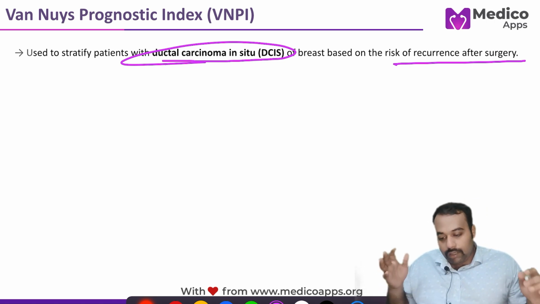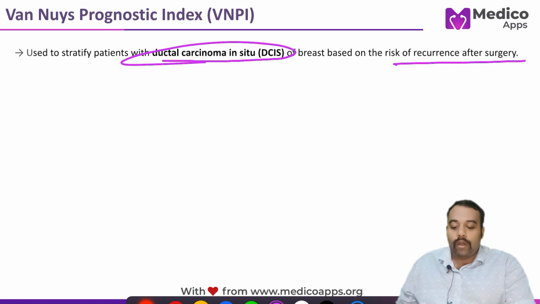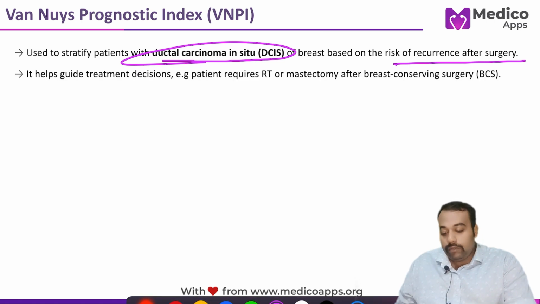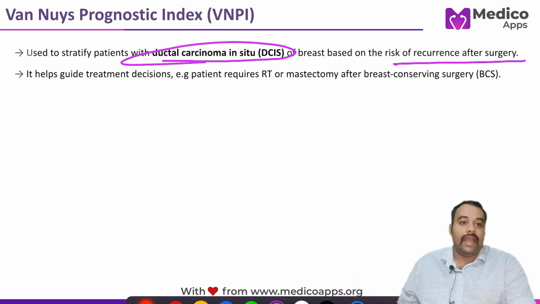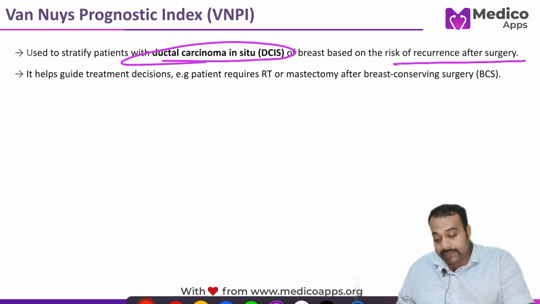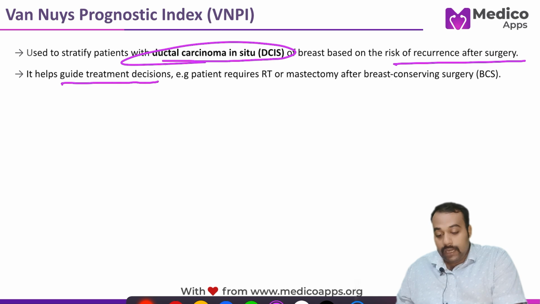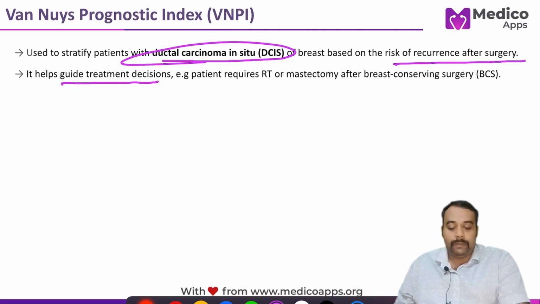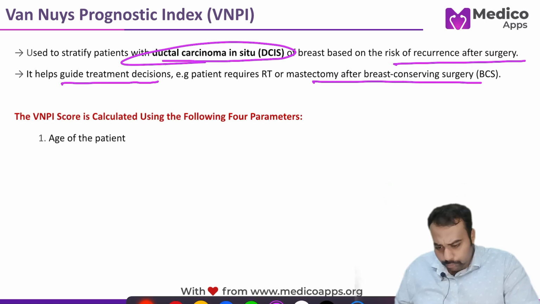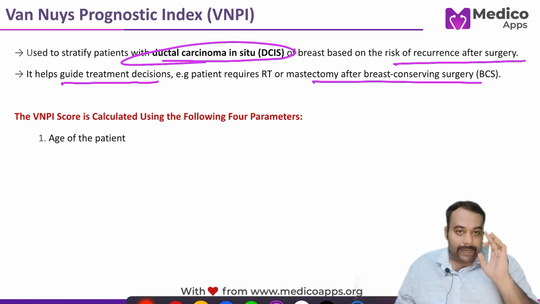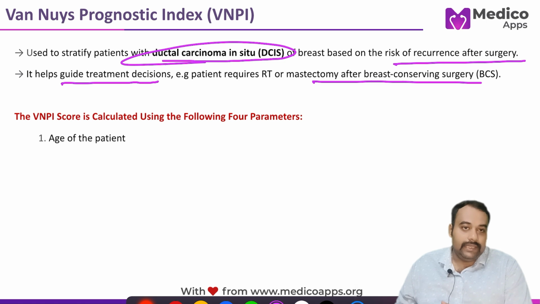So this is the Van Nuys prognostic index for you. As I have mentioned, it basically helps us to guide the treatment decision, typically after the mastectomy or after the BCS. So there are four parameters which are basically taken into consideration.